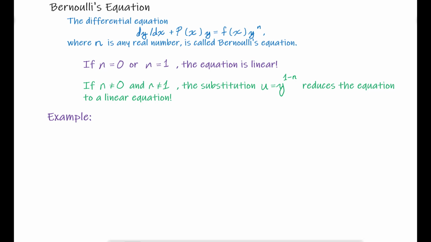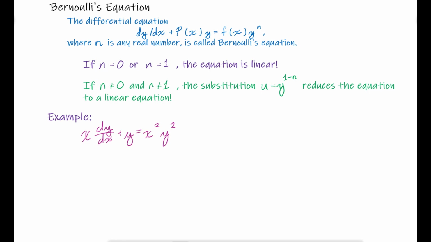If, however, n does not equal 0 and n does not equal 1, so it's anything else other than that, then we have a substitution of u equals y to the 1 minus n that's going to reduce the equation to a linear equation. So let's take a look at an example.